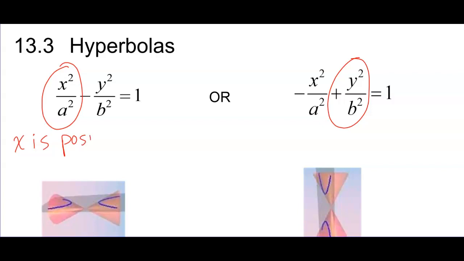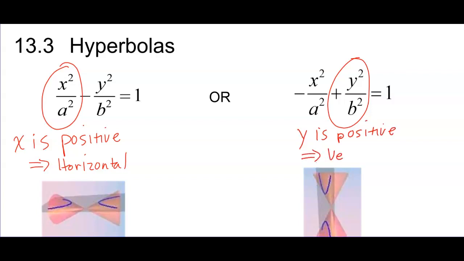If you have the x fraction positive, then your graph goes in the x direction. In other words, the graph is horizontal. On the other hand, if y is the positive fraction, then the graph points in the y direction. In other words, vertical. So that part is pretty different than it was with ellipses.